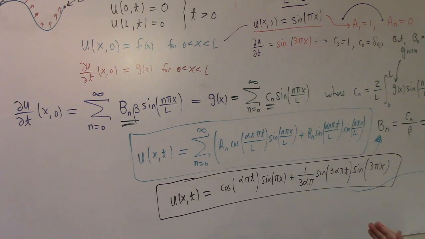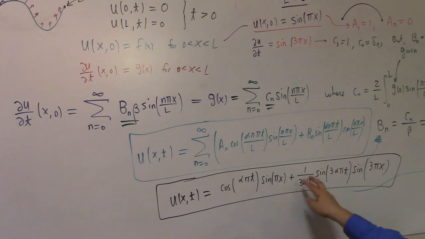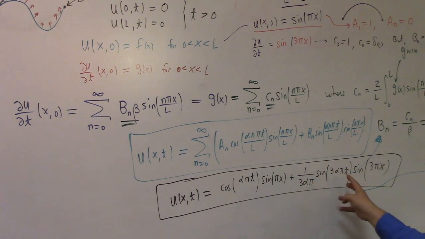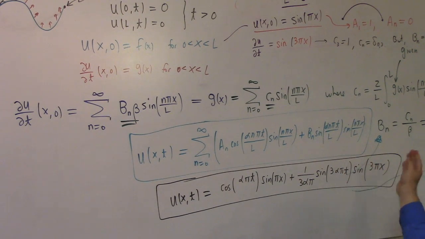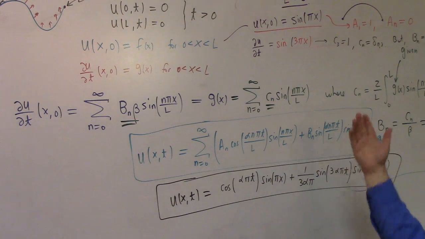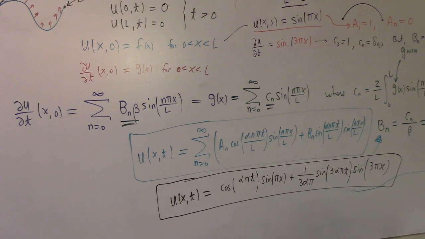You can easily check that when you plug in time 0, you get back u of x,0 is sine pi x, and if you partial differentiate this thing, what happens? The 3 alpha pi pulls out, and it cancels, and you're just left with a cosine of 3 pi alpha t times the sine. When you plug in 0, you're just left with sine of 3 pi x again. It's easy to verify this in fact works.